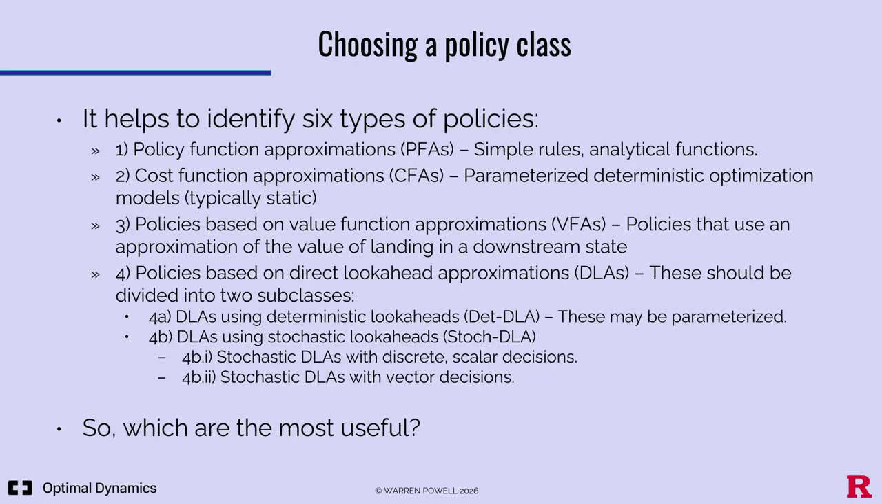Now, I like to identify 6 types of policies. So take my 4 classes of policies. Now let's go to class 4. I'm going to divide the direct look-aheads into 2 classes, whether I look ahead deterministically or whether when I look ahead, I say I'm going to actually capture the uncertainty. And when I do capture uncertainty, I'm going to further divide that into 2 categories. One where the decisions are a discrete set. I might have 5 or 10 or maybe 100. Or where the decisions can be a vector.